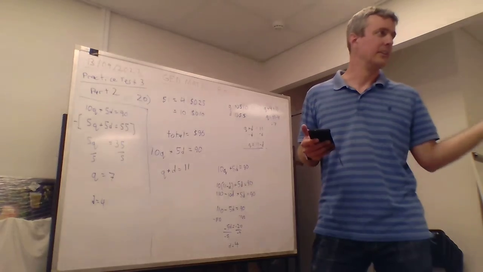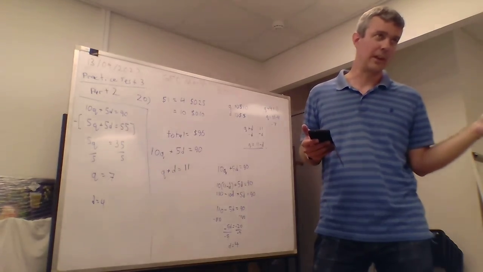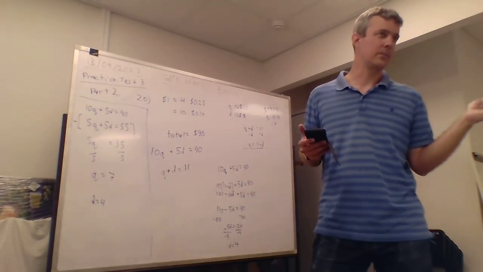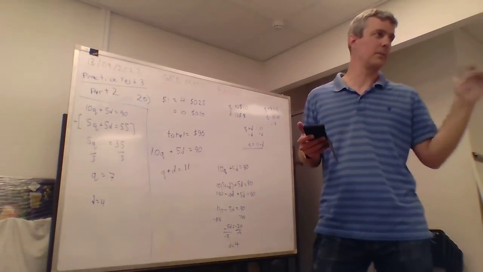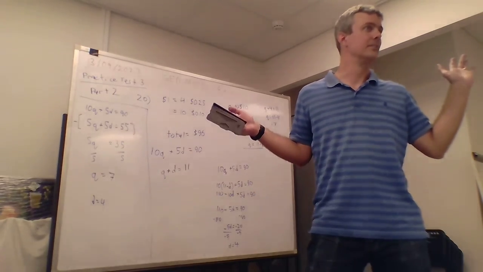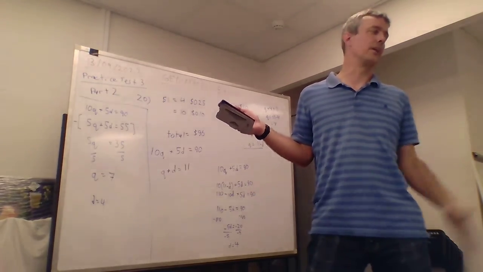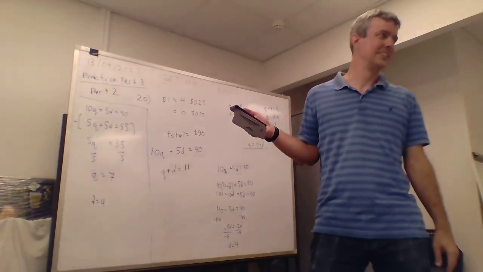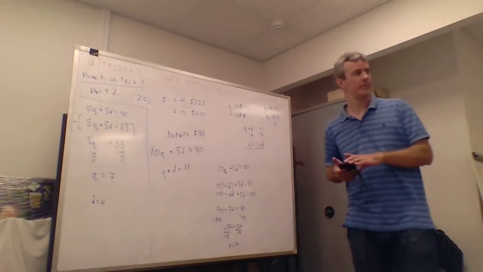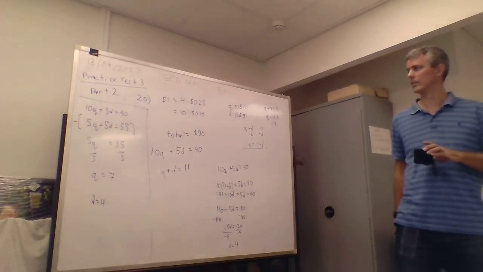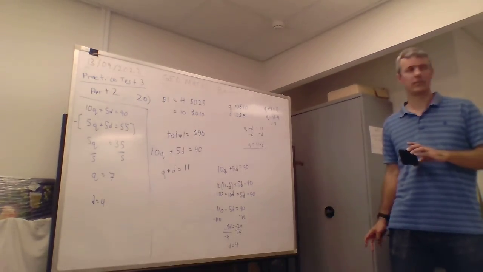Next one, B. 7 rolls of quarters, 70. 5 times 4 dimes, 20. 70 plus 20, 90. Ah, B. I might even have been faster for this one to do it that way. So this one, 10x plus 5y equals 90, also works.